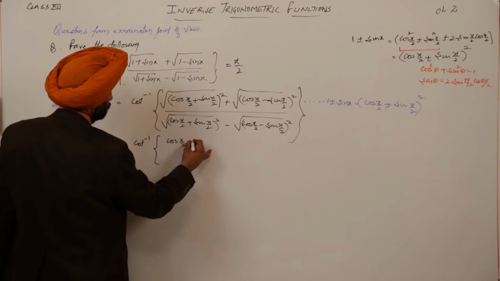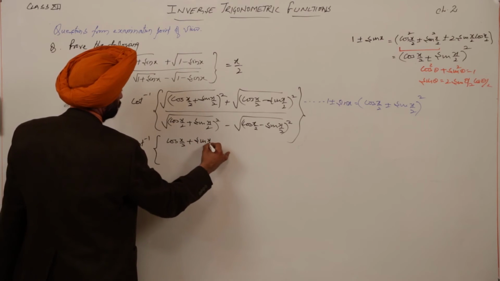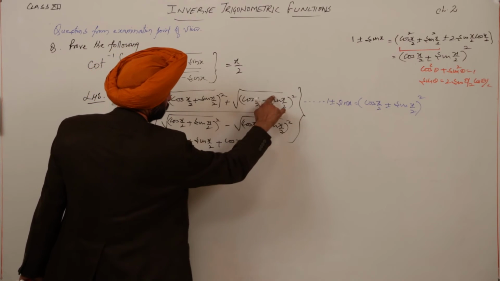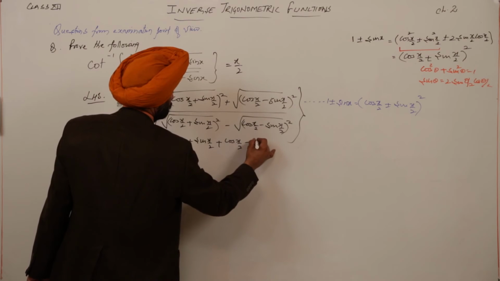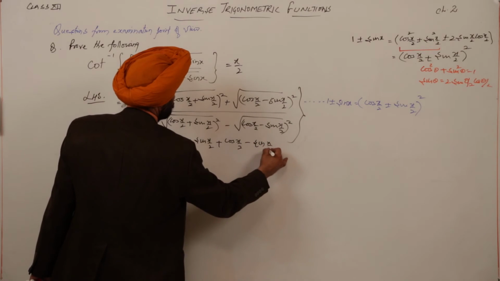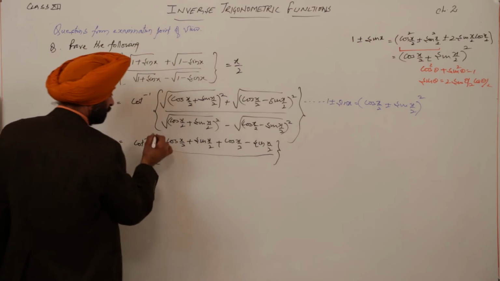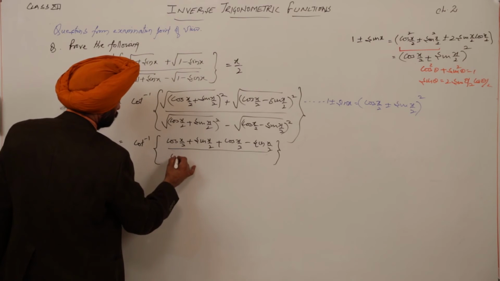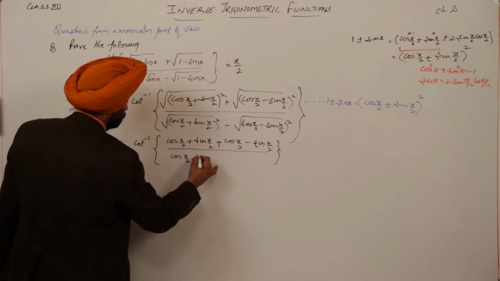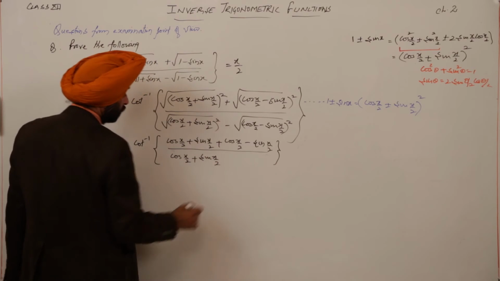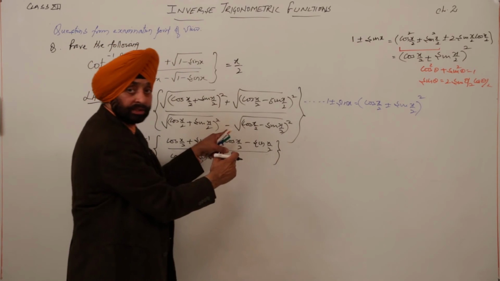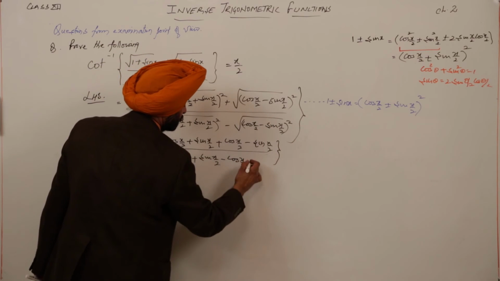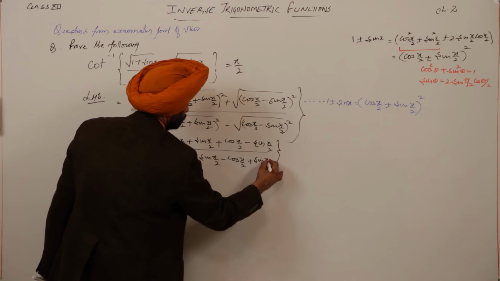So, we are left with cot inverse of (cos(x/2) plus sin(x/2) plus cos(x/2) minus sin(x/2)), and in the denominator we have cos(x/2) plus sin(x/2). Now, before this one we have a minus sign. So, the first term becomes minus cos(x/2) and this minus becomes positive, that is sin(x/2).